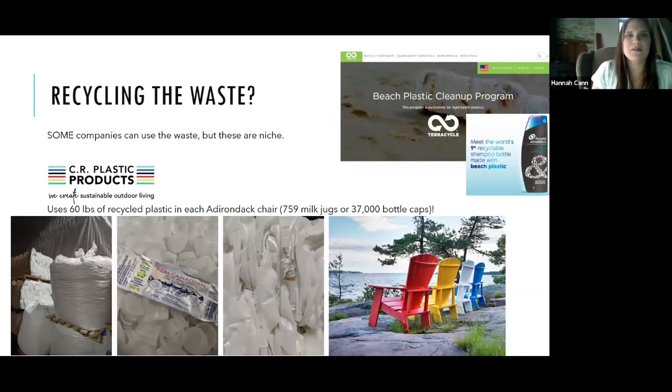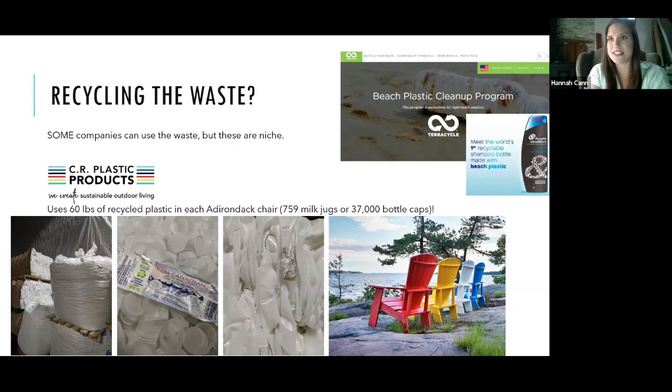So there's one company that's really cool, and they're local. They are from Stratford, Ontario, and they're called Sierra Plastic Products. We were able to tour their facility in Stratford and see what they do with all of the post-recycled material that they collect. So they purchase milk jugs, water bottle lids, and other specific numbers of plastic. They can melt them down, pelletize it, add dyes, and then create these amazing chairs.